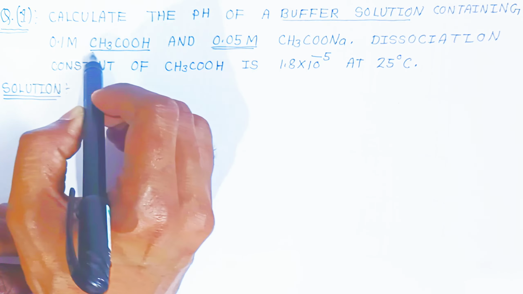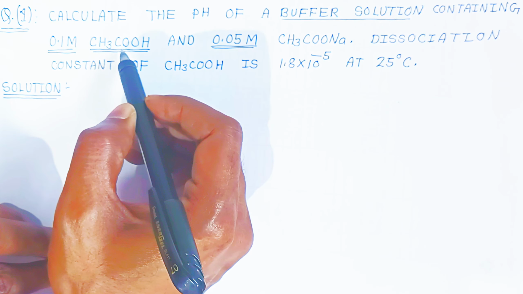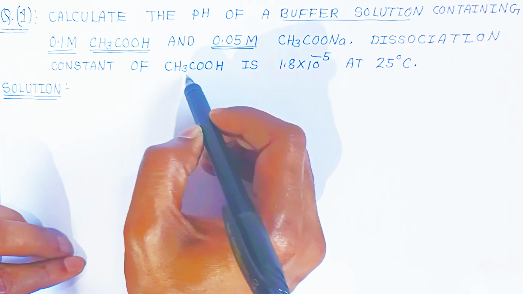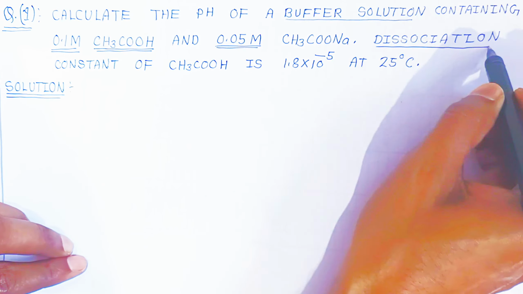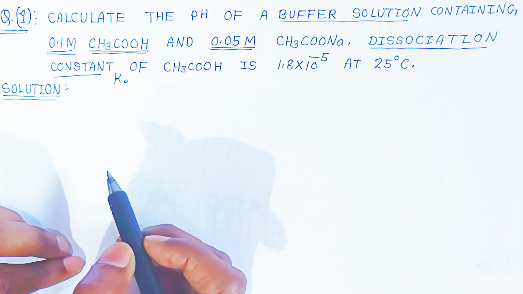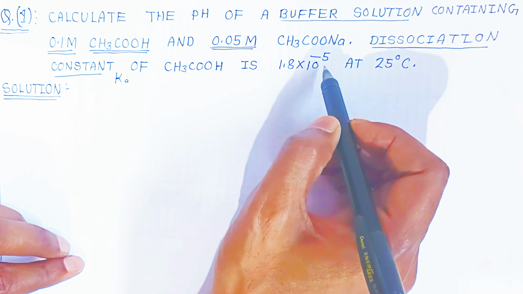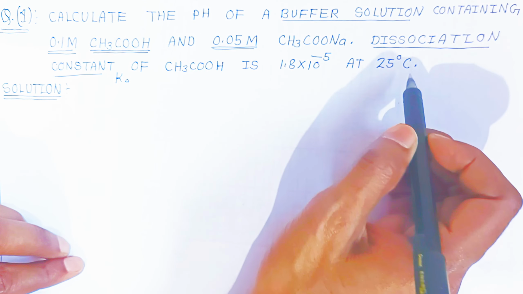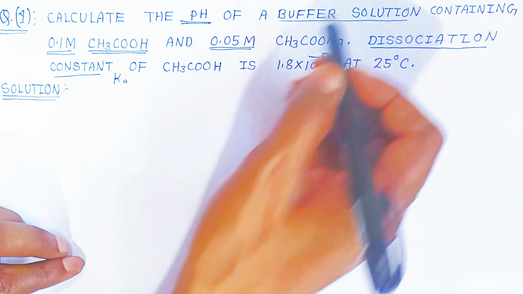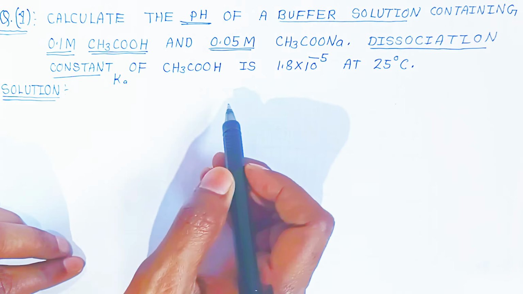Okay students, we know the concentration of the salt and its corresponding acid, acetic acid, that is 0.1 molar. Now we have the dissociation constant of acetic acid. Because it is an acid, we call it Ka. Ka is also given, which is 1.8 into 10 raised to minus 5 at 25 degrees Celsius. With the help of these, we have to calculate the pH. What will be the pH of this buffer solution? If the concentration of the salt and its corresponding acid is given, how will you calculate the pH? That we are going to see in this problem.